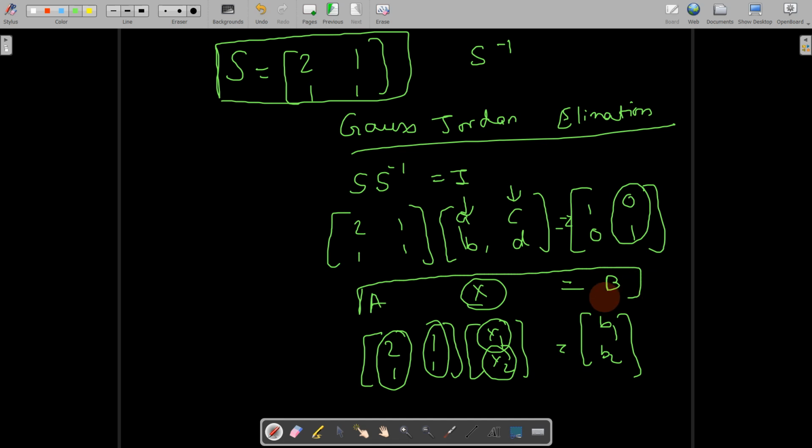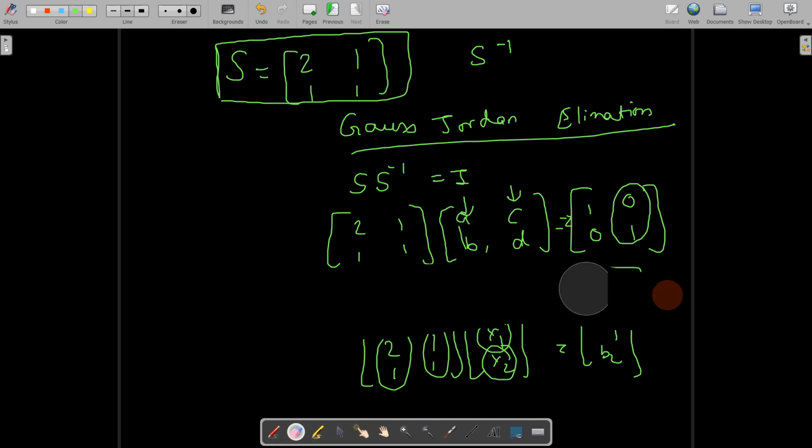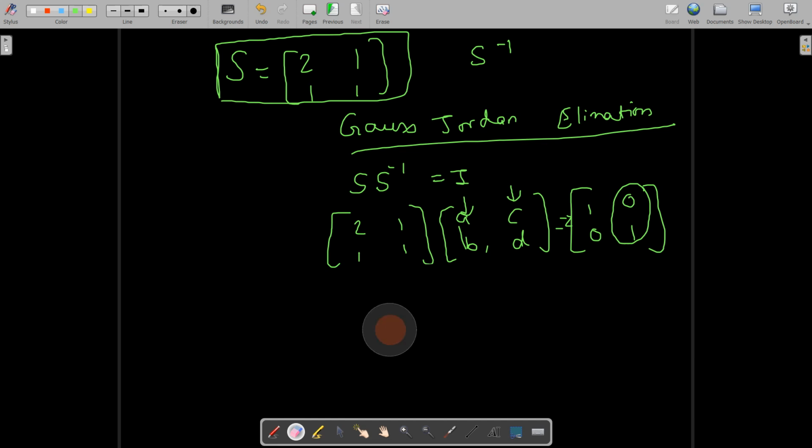Okay, think about it. Pause the video and think about it. You will get it. Okay. So this means that this equation is nothing but solving two equations of lines together.